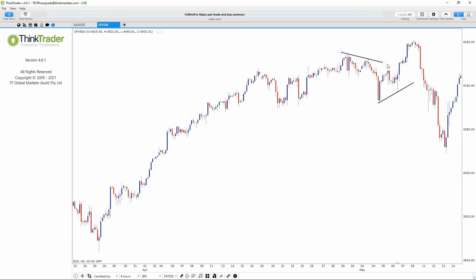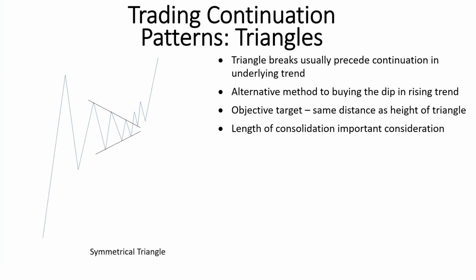In contrast, this example of the S&P 500 on the 4-hour chart shows that we only saw a modest continuation following the breakout from a relatively shorter phase of consolidation. In this case, the trade will have most likely been stopped out. So, always consider the length of the consolidation and the overall price action when deciding on a trade based on a continuation pattern. Although it is best to wait for a confirmed breakout before trading the triangle and other continuation patterns, that is not to say that it is the most efficient way of entering a trade.